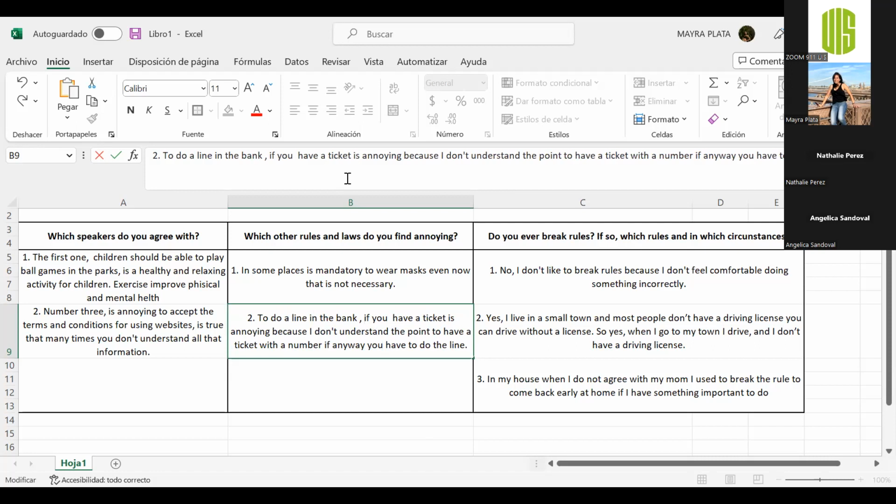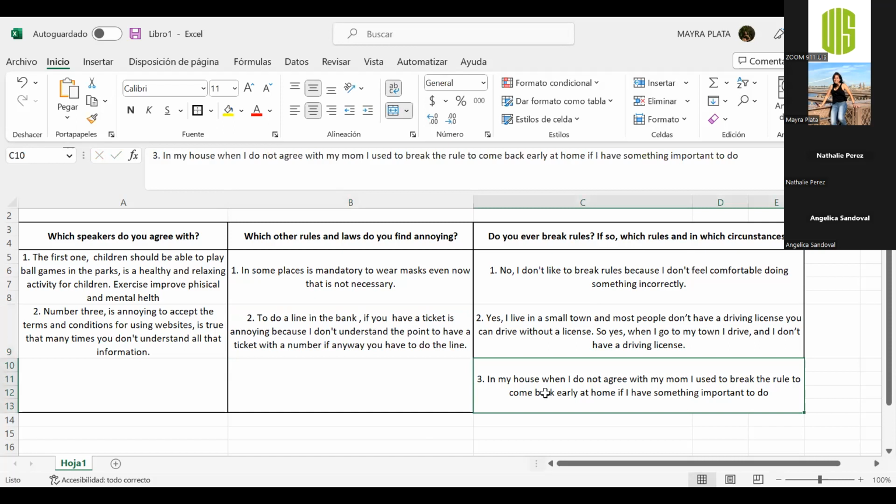And in question number 3, the final one that you said, in my house, when I do not agree, that start makes me think that we're talking about something in the present, right? And then you said, I used to break the rule. So is it in the present or in the past that you don't agree with your mom?